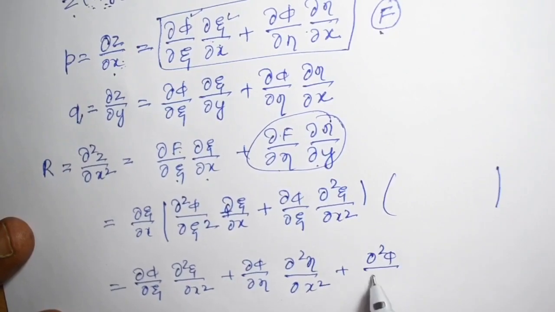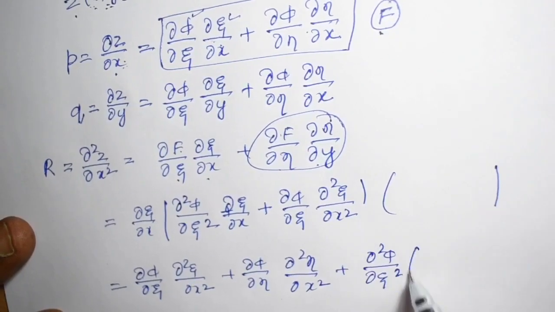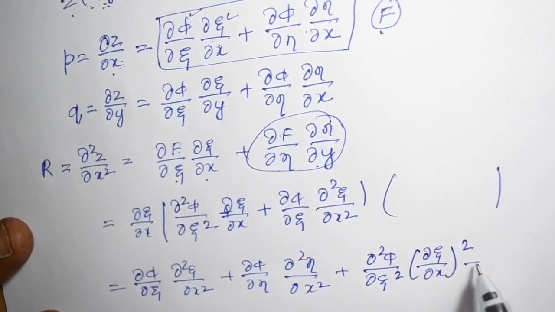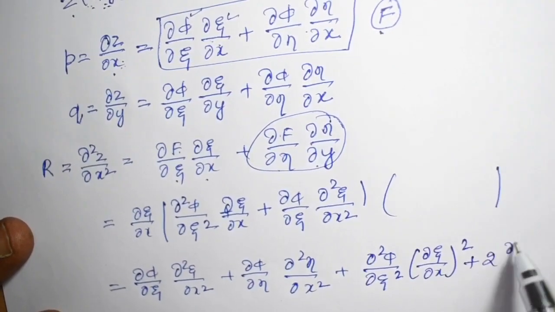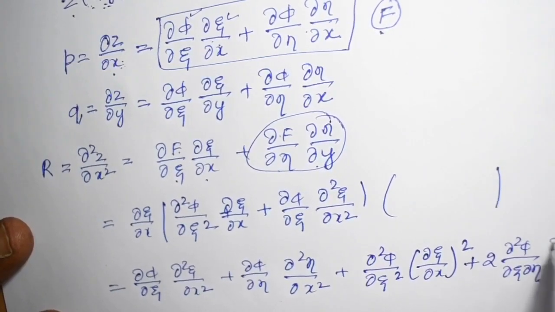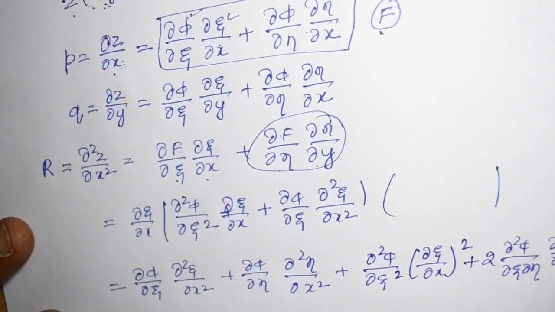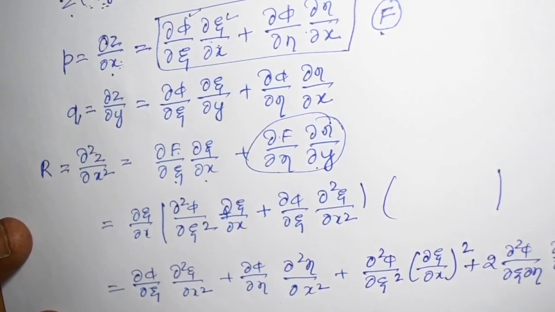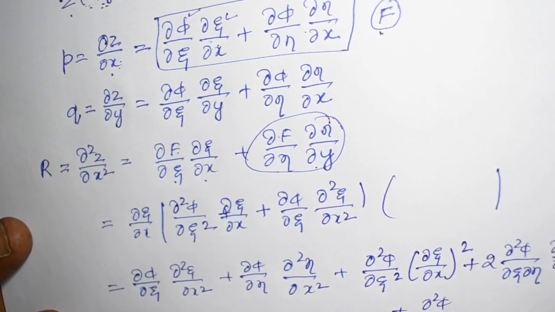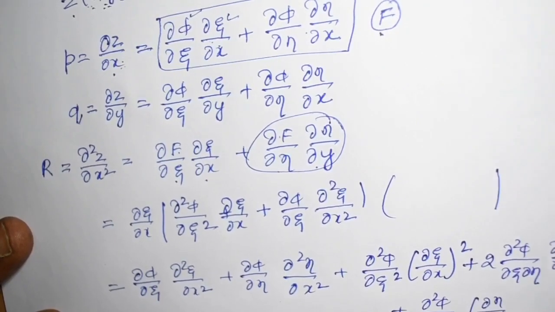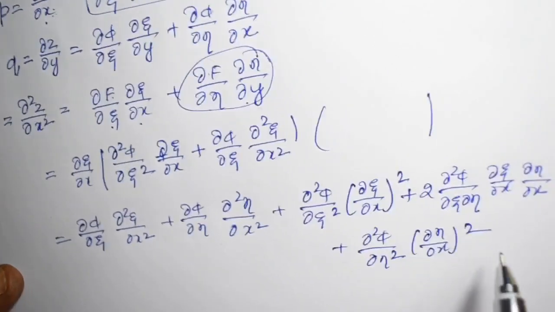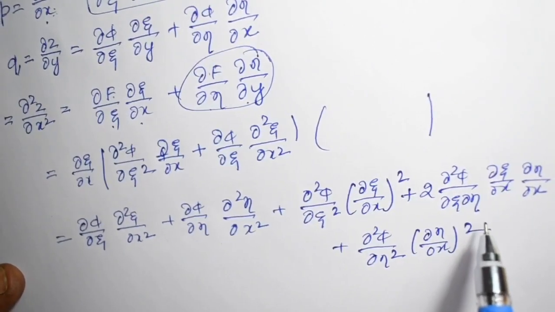∂²φ/∂ξ² into (∂ξ/∂x) whole squared plus 2 times ∂²φ/∂ξ∂η into ∂ξ/∂x into ∂η/∂x plus ∂²φ/∂η² into (∂η/∂x) whole squared. So this will become the second derivative.